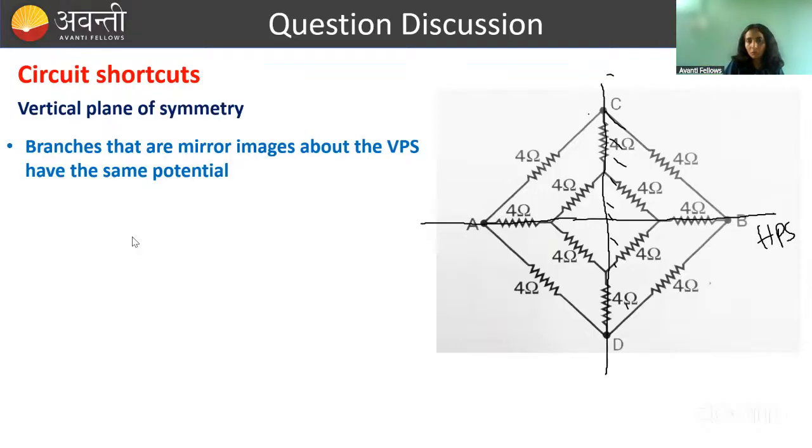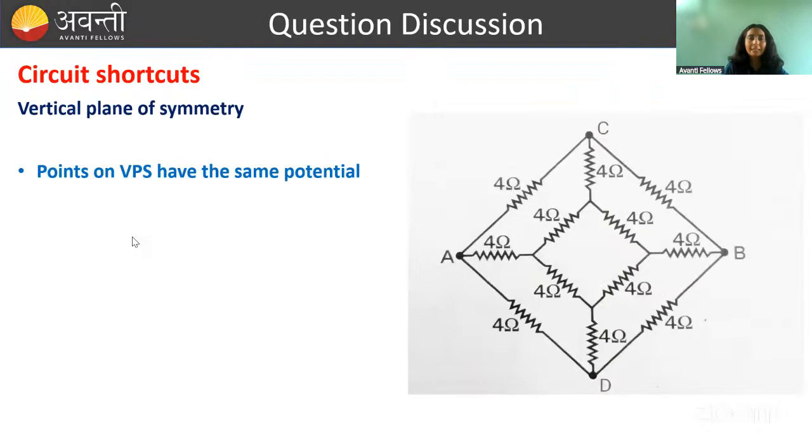So there is a vertical plane of symmetry also. Here also, branches that are mirror images about the VPS have the same potential. Whichever branches are mirror images of each other will have the same potential. Like here, this branch is a mirror image of this one, right? And so the potential drop across it and across it are the same. Done it? That's the first thing. Second thing, this is a very important point.